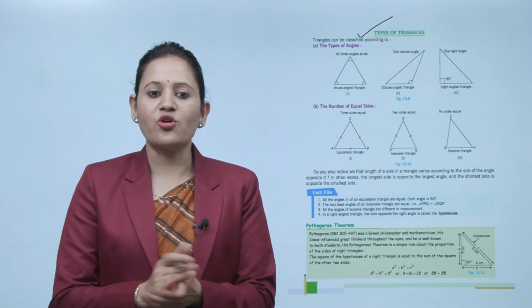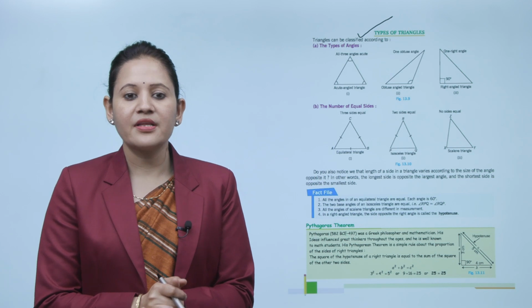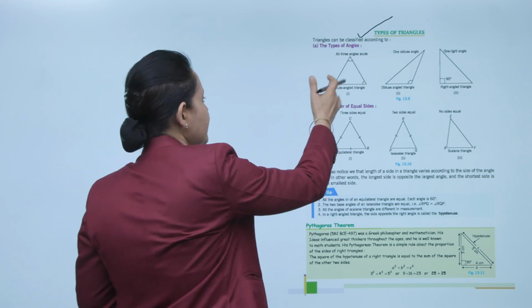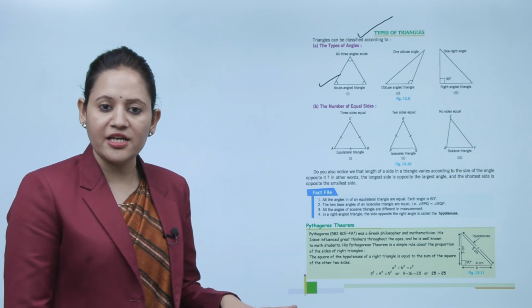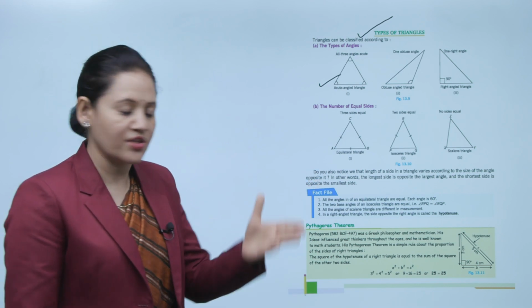Triangles can be classified according to the type of triangle. This is an acute angle triangle, which means all 3 angles of the triangle are acute, less than 90 degrees and more than 0 degrees.